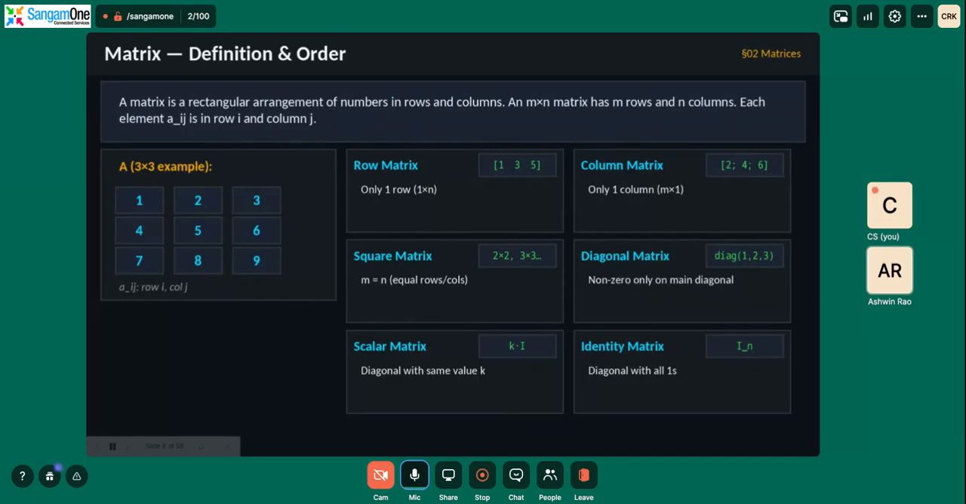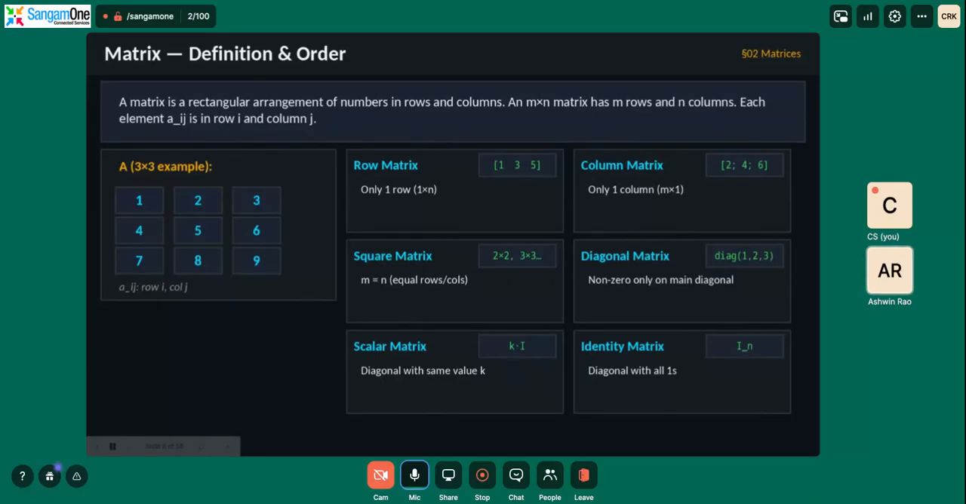Now a diagonal matrix involves non-zero entries only on the main diagonal. This is just a short form. I will share in the PYQ how it's represented. In a scalar matrix, it involves this form. This is the general form, k times I n.